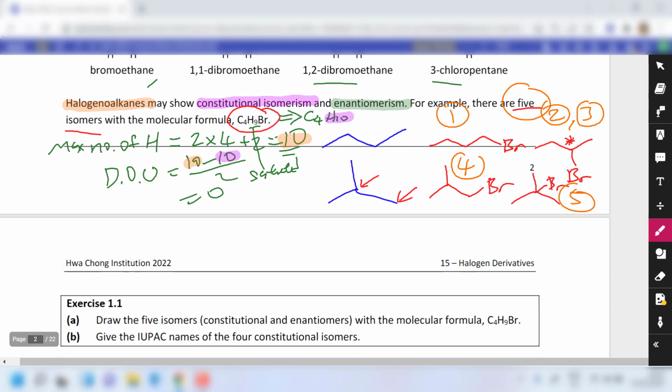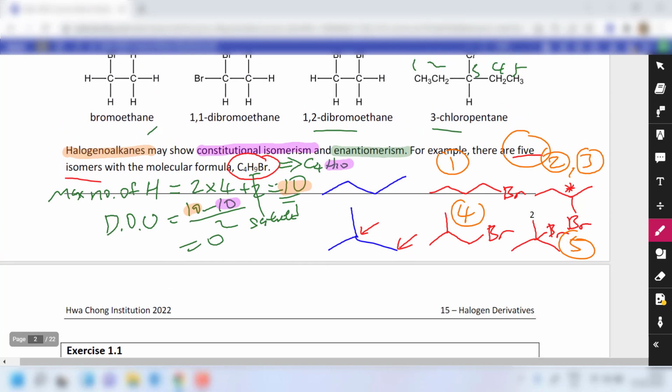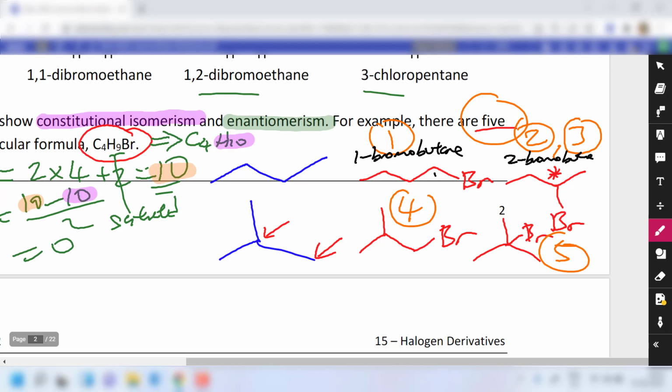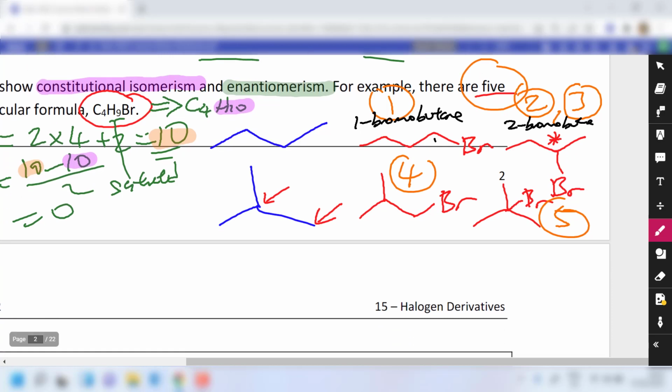Okay, and then for part B, we need to give the IUPAC name of the 4 constitutional isomers. Okay, I don't think this is going to be extremely difficult, so let me just use a different ink. Okay, so in this case, as I said, you always start off your numbering from the smallest number of carbon. So this is carbon number 1, so we will call this 1 bromobutane. Okay, and then if this is 1 bromobutane, your second one will be called 2 bromobutane. Okay, yep. Then what about 4 and 5?